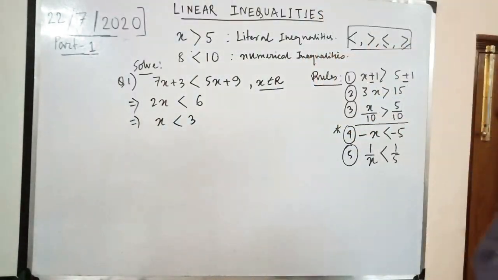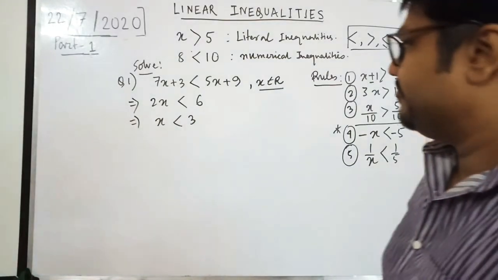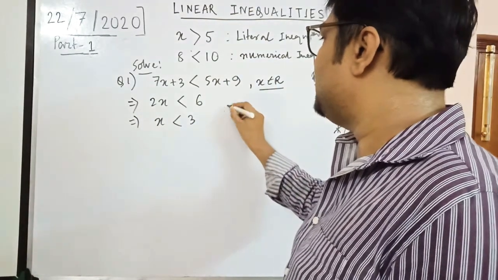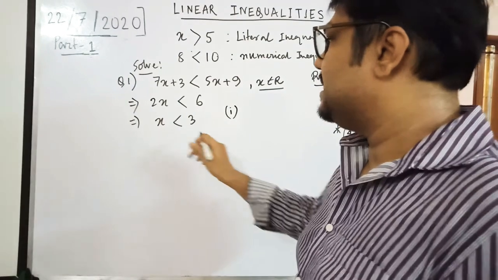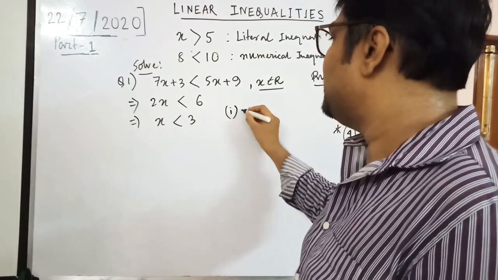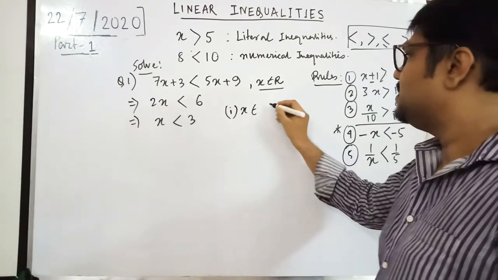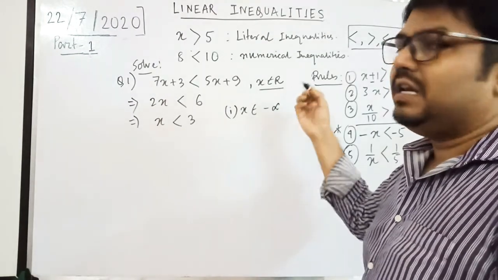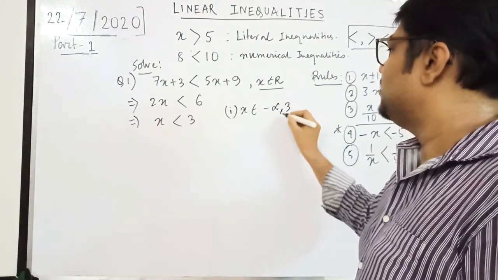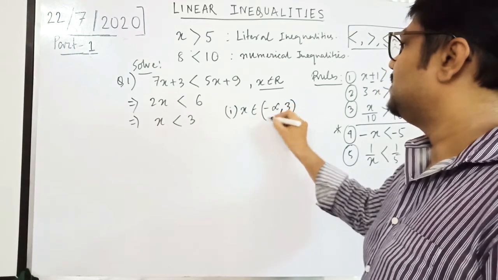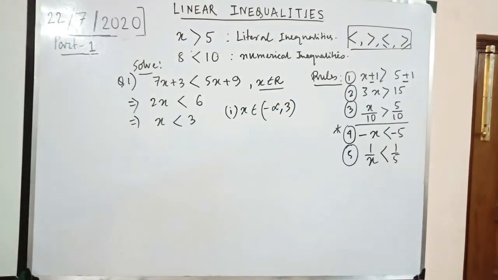Okay. So you can write answers in 3 ways. Different types of answers we can write. x lesser than 3 means you can write x belongs to, it's a number which is lesser than 3. That means it's minus infinity, any negative number till 3. It's an open interval. So this you can write.